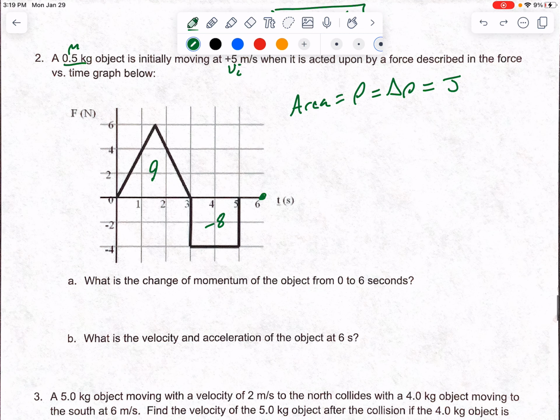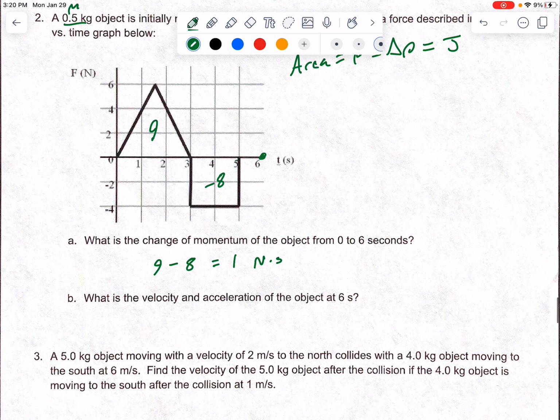It says, what is the change in momentum of the object from 0 to 6 seconds? Change in momentum, impulse, momentum, is the same as me saying, what is the area from 0 to 6 seconds? So all I have to do in this case is 9 minus 8, which gives me 1 newton times seconds, or you could say kilogram times meters per second. Either one of those works. The point is I just added up the areas until that point. If I asked you what was the change in momentum up until 3 seconds, it would just be 9. That should be an easy step. Just make sure your areas are good, and then you just have to worry about adding them up, or subtracting in this case.